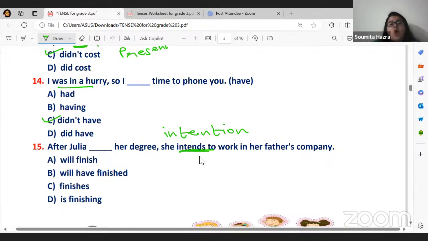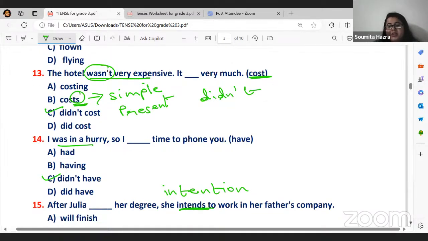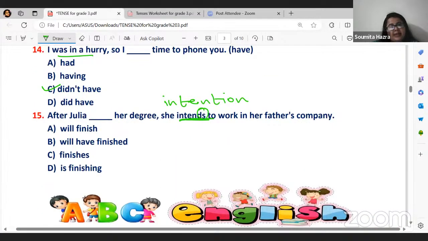After Julia, now see, she intends to work. I told you that costs, when we did sentence number 13, was an example of simple present tense. How will I know it's simple present tense? I have added an S at the end, right? So similarly, here also there is an S added at the end. So this is also written in simple present tense. So now what will I use here? This blank will also be filled up with a word that is written in simple present tense.